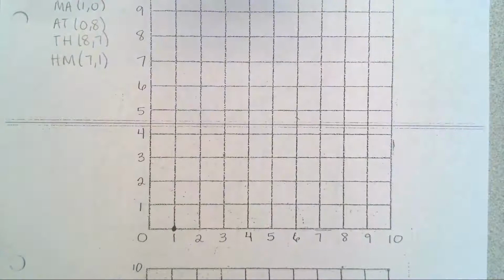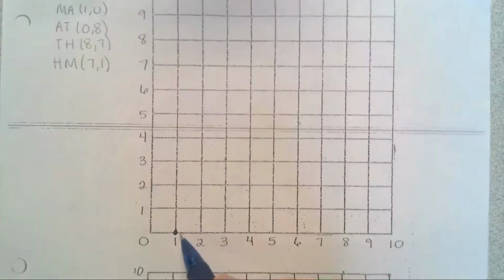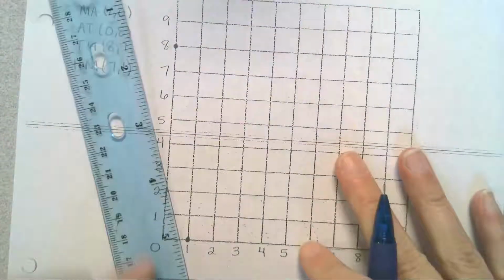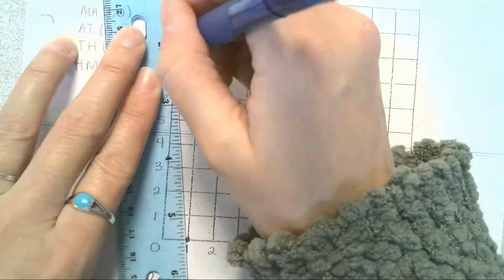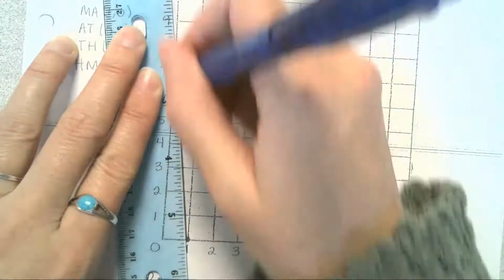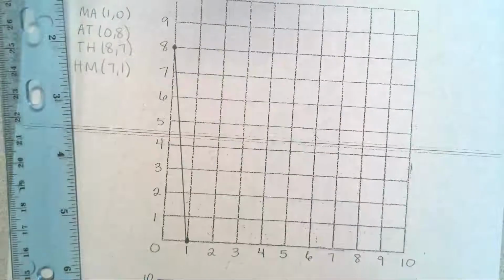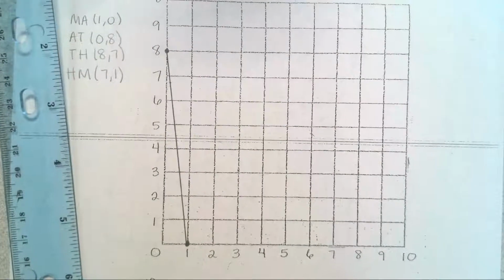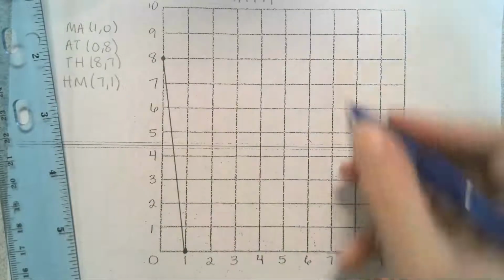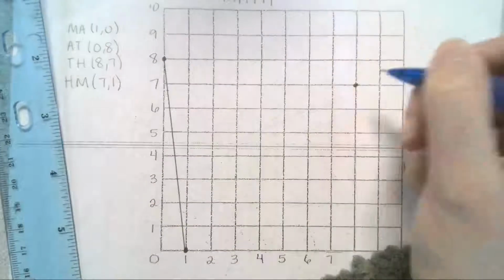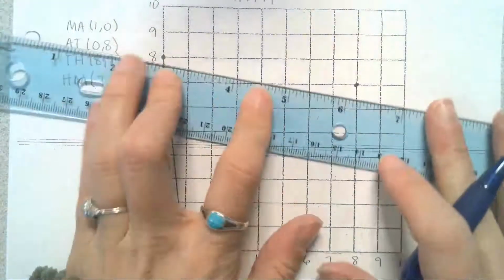My next is 0, 8. So 0, 8 is all the way up here. And before I do anything else, I want to grab my ruler, and I would like to connect those because those points go in order. I would recommend that you always connect your points as you go so that you don't get lost and end up graphing the wrong thing. Next point is 8, 7, which is over here. I'm going to go ahead and connect those.